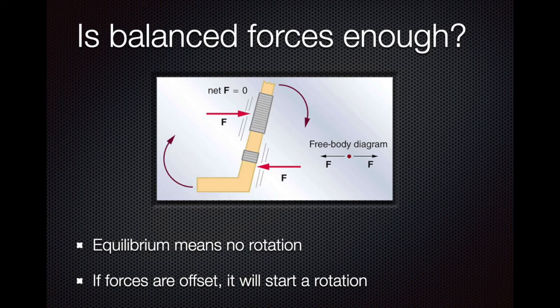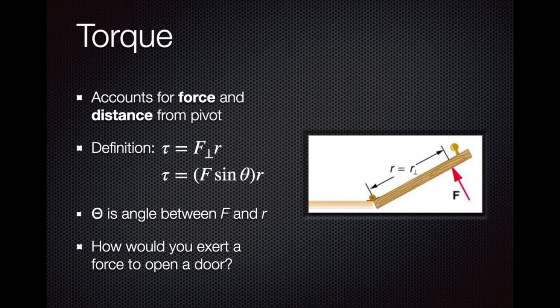So if the forces are offset, it's going to start the object into rotation. So it wasn't initially rotating and it starts rotating. That's not equilibrium, right? So it's not enough to just say the forces are balanced. We also have to worry about where those forces are applied on the object. So now we can't just do our free body diagrams and treat all of our objects as if they're just a simple point. We have to acknowledge the fact that objects are extended objects and can rotate.